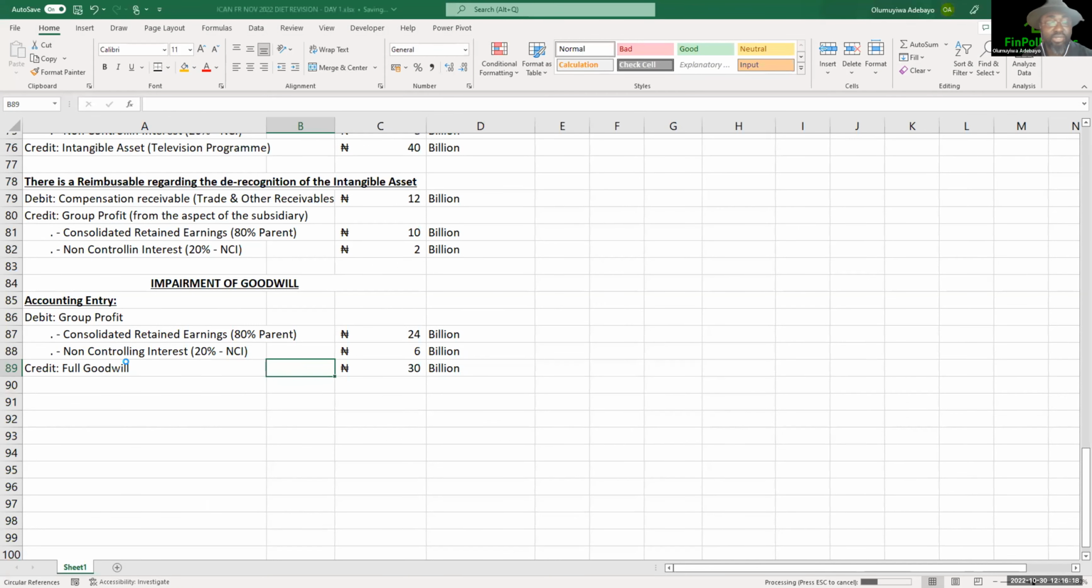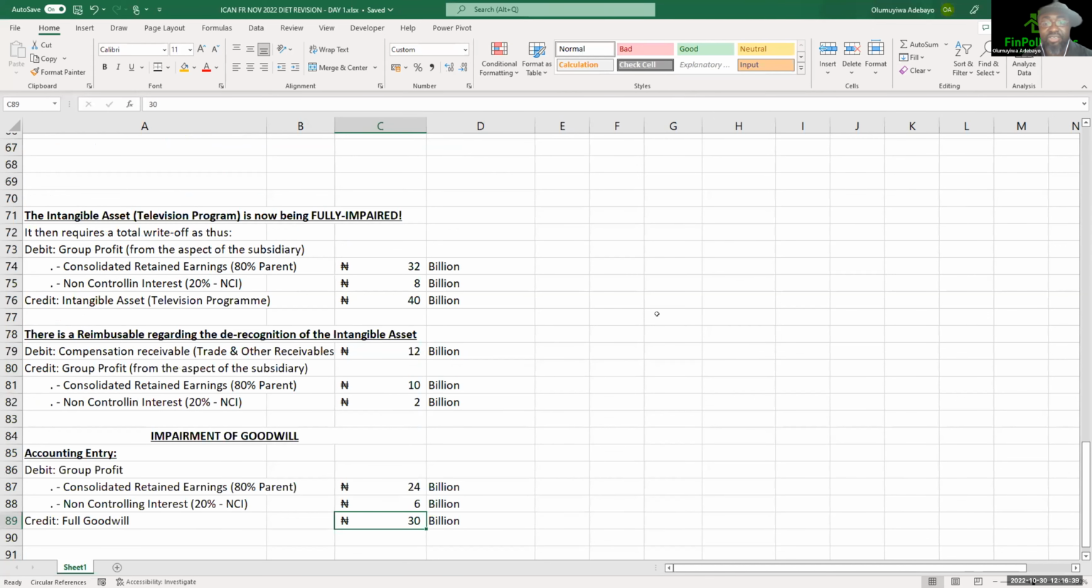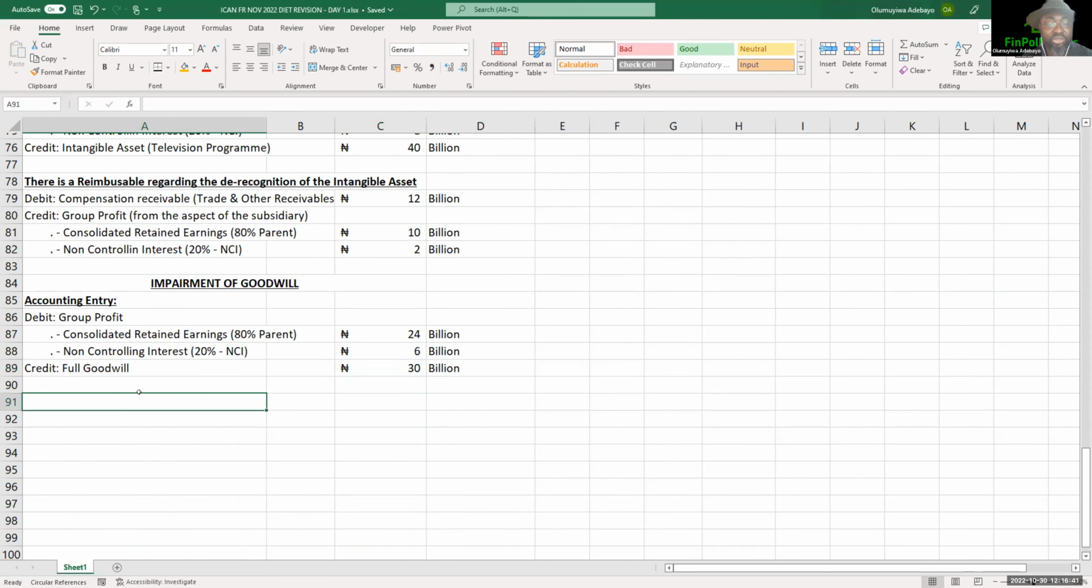Which means in this case, because it's full goodwill, the impairment loss is going to be borne ultimately by the parent and the NCI in the proportion of the share of profit or loss, which is what we've done here. 20% to the NCI, 80% to the parent, while the full goodwill is reduced by this. Therefore, this will now require us to compute the goodwill. Goodwill computation.